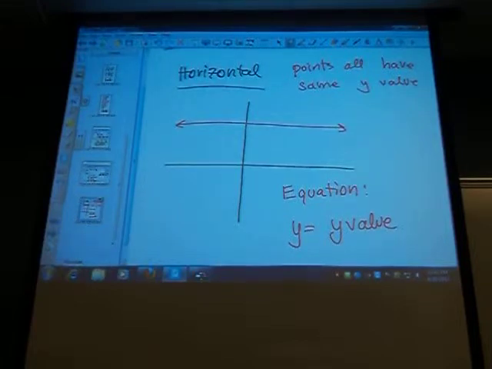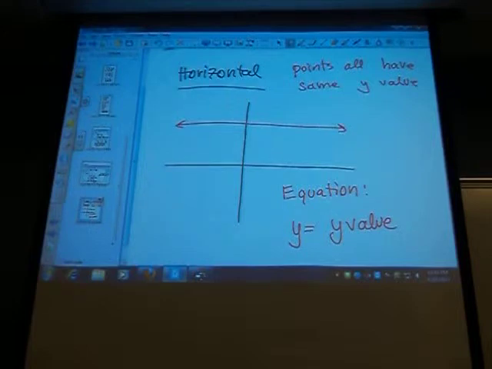So if the line is at y equals 3, the equation is y equals 3. So this is it. That's it. You don't care about the slope. The equation is always y equals whatever the y value is that's determining that horizontal line.